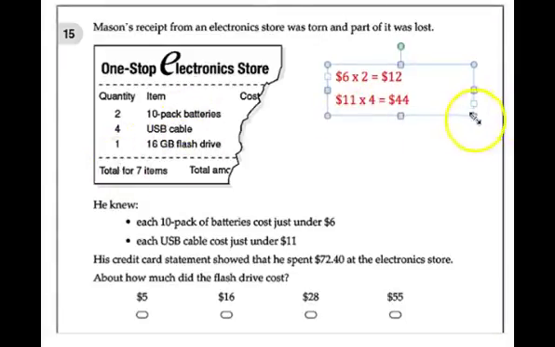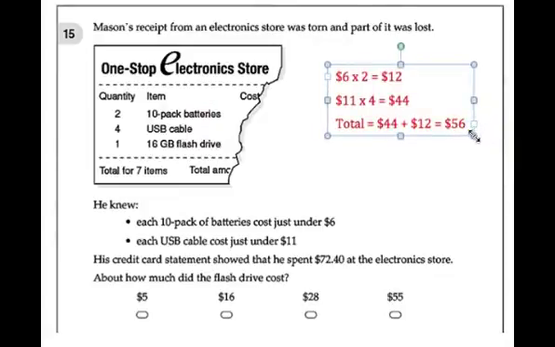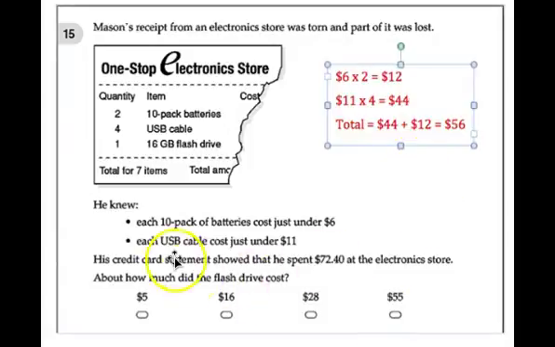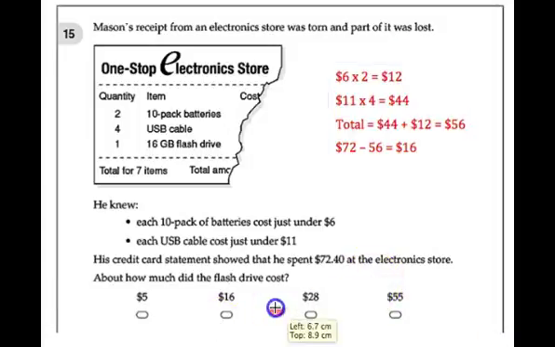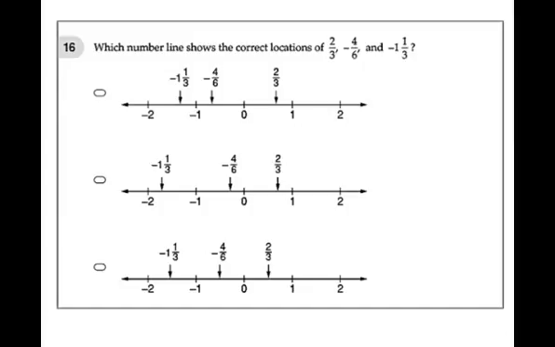And let's just add up and see what they add up to so far. So far that's $56. 44 plus $12 is $56. Now we know that he spent $72.40. We'll just round that down to $72. So $72 minus $56, that's approximately $16. And that would be how much the flash drive cost, $16.